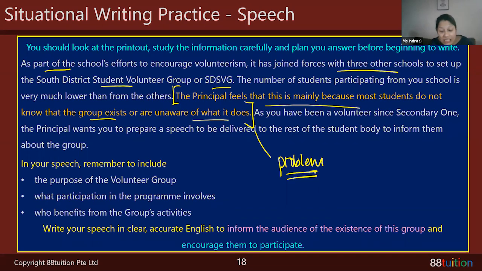As you've been a volunteer since secondary 1, the principal wants you to prepare a speech to be delivered to the rest of the student body to inform them about the group. What are you supposed to include? Remember the purpose of the volunteer group, what participation in the program actually involves, and who benefits from the group's activities, okay? So these are the 3 things that you need to talk about. Write a speech in clear, accurate English to inform the audience of the existence. Firstly, tell them, you know what, there's this group around. Secondly, encourage them to participate.